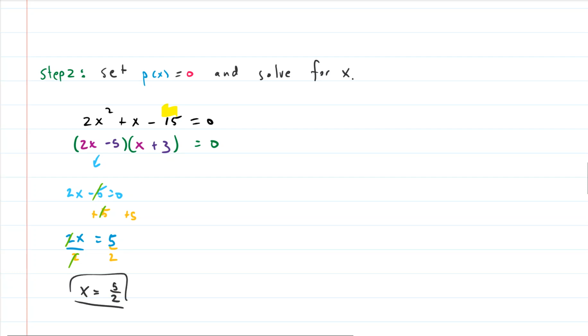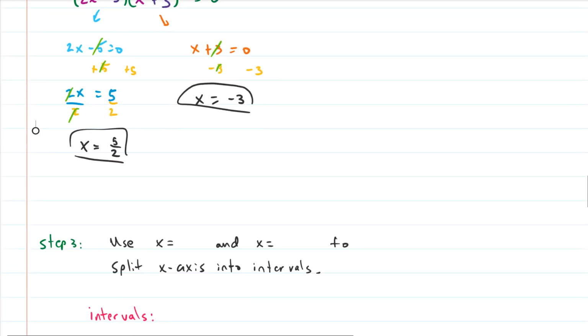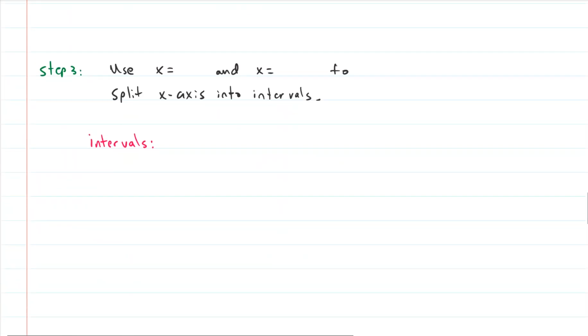Let's see what we get for this other one. x plus 3 equals 0. Let's subtract 3 from both sides, and our positive 3 goes away. We're left with x equals negative 3. So now we have two x values: x equals 5 halves and x equals negative 3. Those are our two x-intercepts.